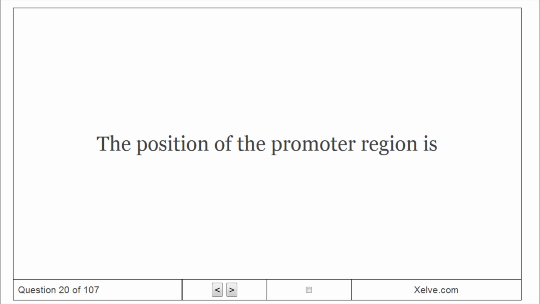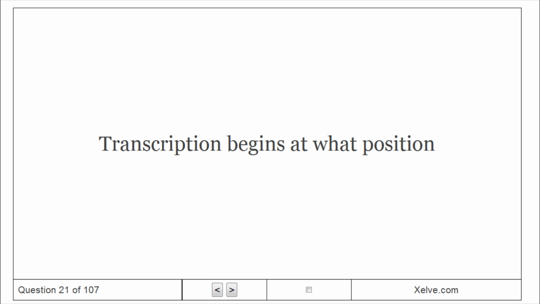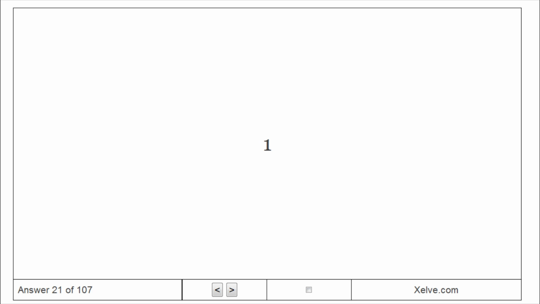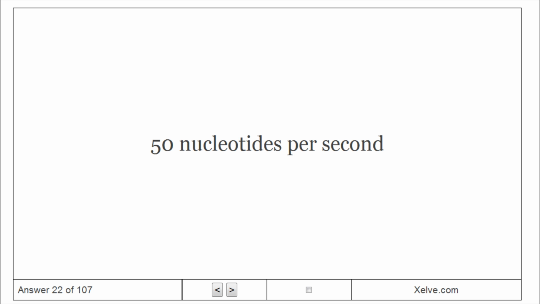The position of the promoter region is -1. Transcription begins at what position? 1. The rate of DNA synthesis is 50 nucleotides per second.